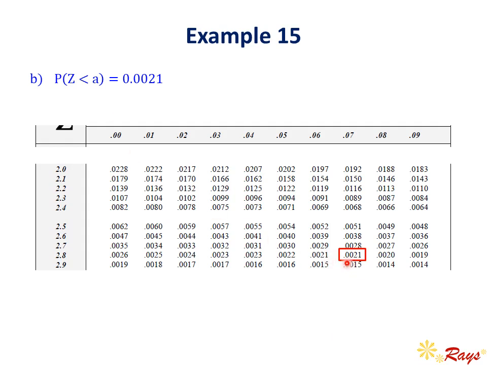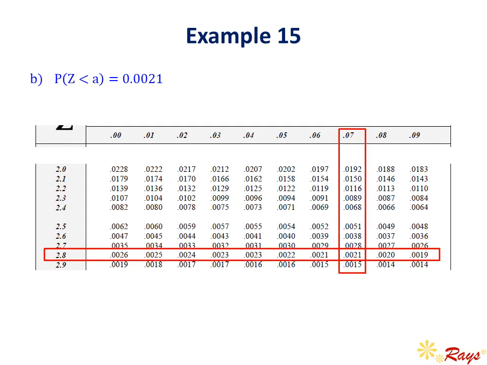The probability 0.0021 is here. Therefore, Z is 2.87. But because it is at the left area, A is negative. So therefore, A is negative 2.87.